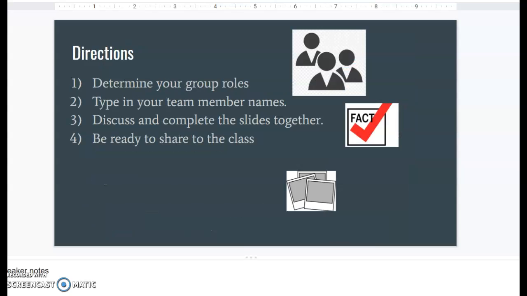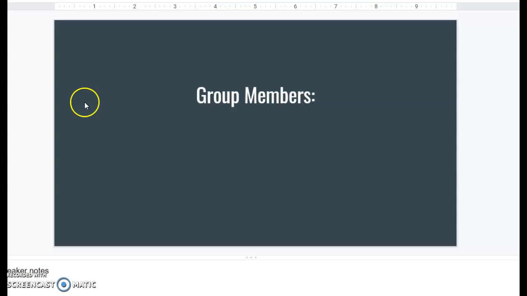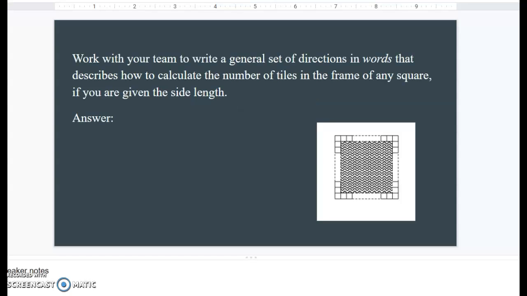The directions are determine your group roles, type in your team members' names, discuss and complete the slides together, and be ready to share to the class. If you are not in the meet, you will have to do this on your own. So here's where you would type your group members' names. If you do this on your own, you would just put your name.